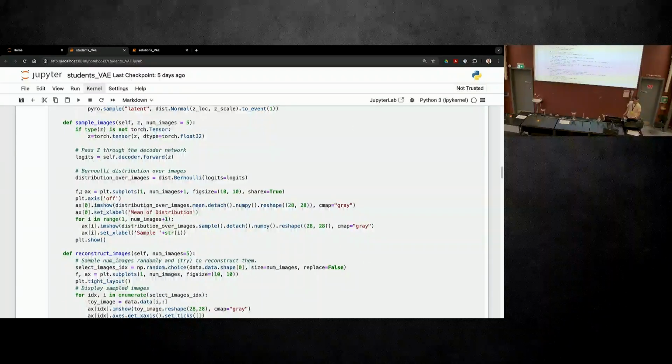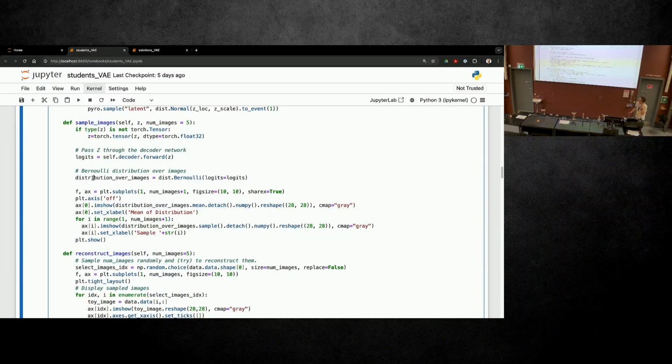Then we have a bit of code here for sampling images. Given a position in latent space, we want to generate a few images. We are first generating the mean value of an image, and then a collection of images directly with thresholded values between black and white.